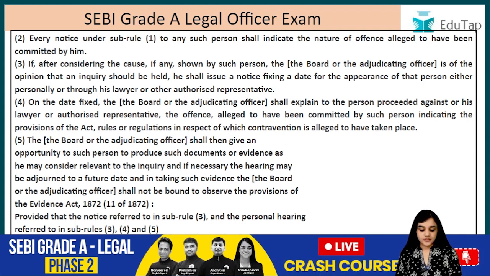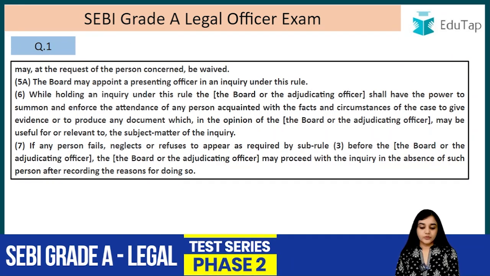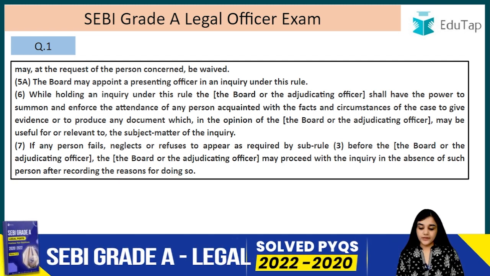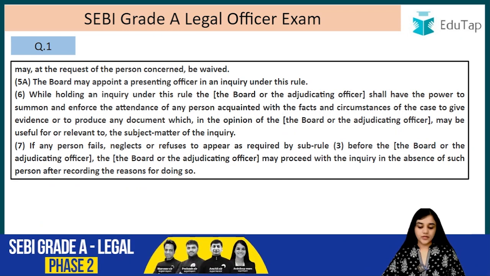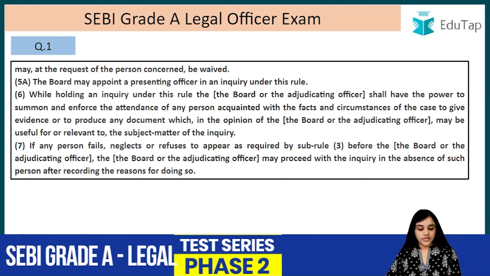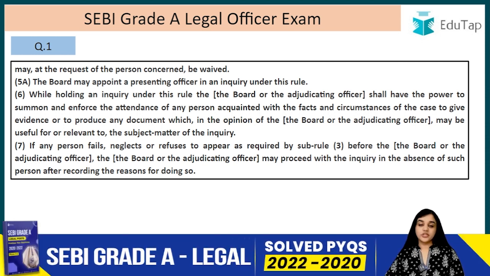provided that the notice referred to in sub-rule 3 and the personal hearing referred to in sub-rules 3, 4 and 5 may at the request of the person concerned be waived. So these provisions can be waived if the person requests so, right? 5A, the board may appoint a presenting officer in an inquiry under this rule. While holding an inquiry under this rule, the board or the adjudicating officer shall have the power to summon and enforce the attendance of any person acquainted with the facts and circumstances of the case, to give evidence or to produce any document which, in the opinion of the board or the adjudicating officer, may be useful for or relevant to the subject matter of the inquiry.